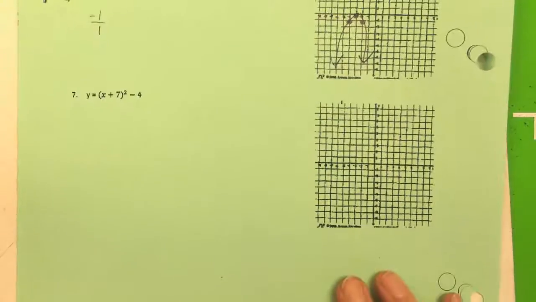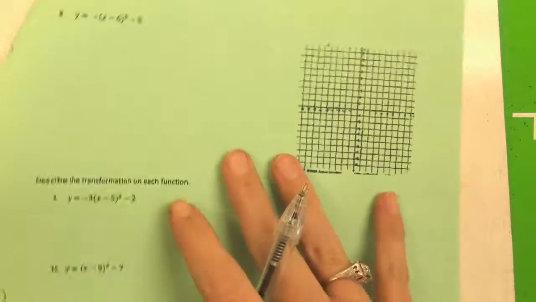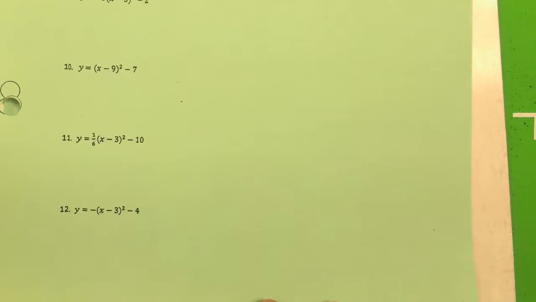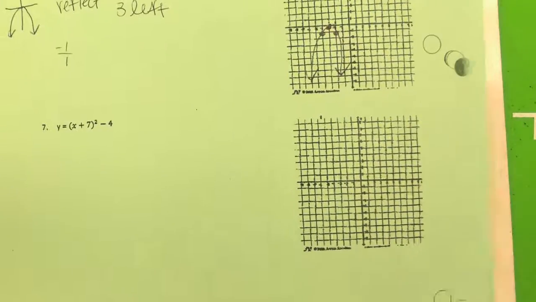Okay. I want you to try 7 and 8 on the back on your own. And we're going to do 9 through 12 tomorrow in class. All right.